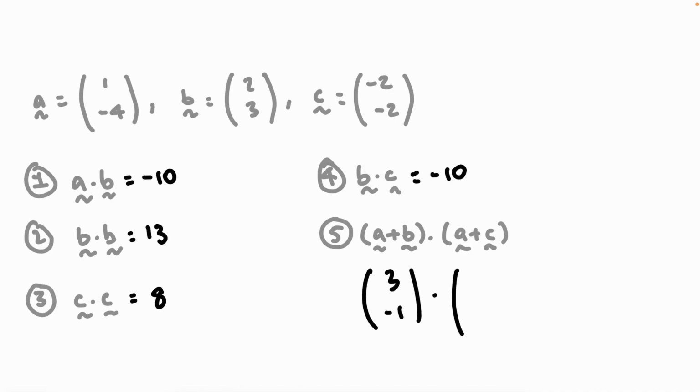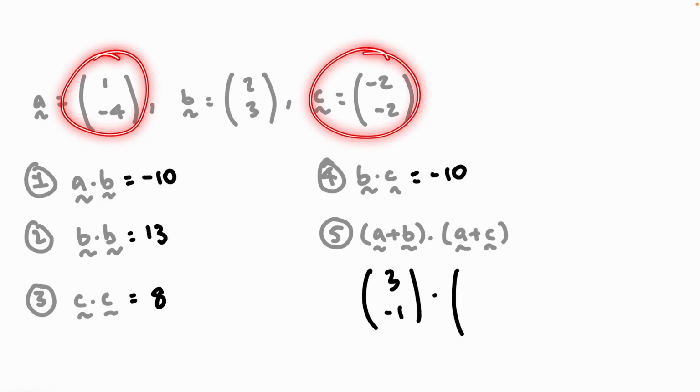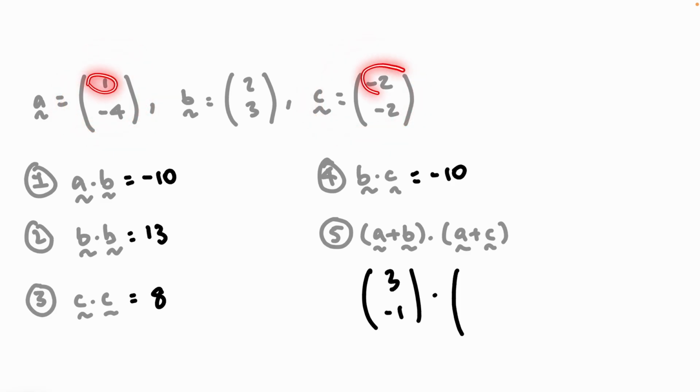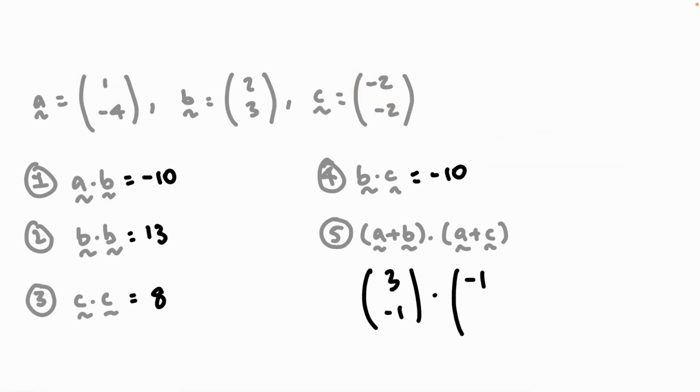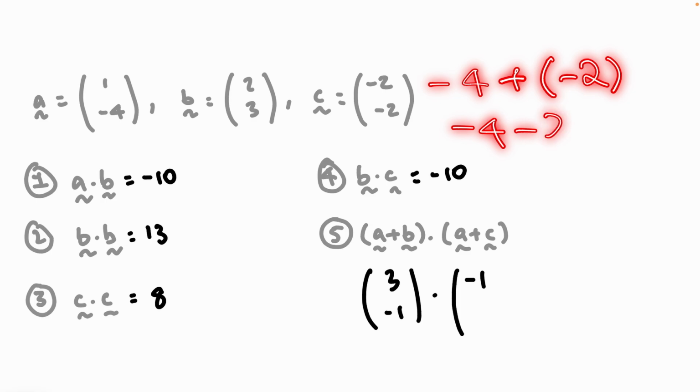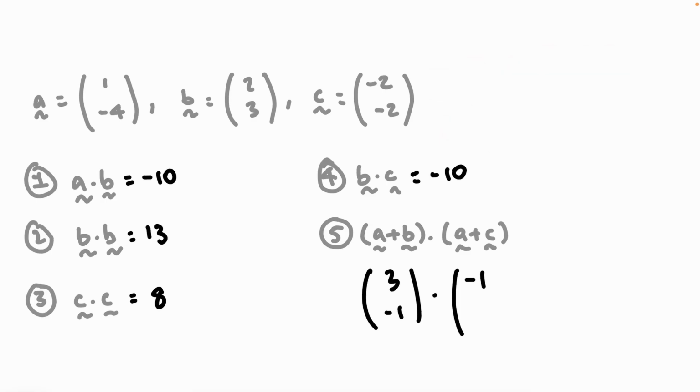That is dot producted with whatever A plus C is. So what's A plus C? Well, 1 plus negative 2, that's just the same as 1 minus 2, which is equal to minus 1. So you put minus 1 here. And then minus 4, and then minus minus 2, so be very careful: minus 4, and then plus minus 2, that's minus 4 minus 2, which is equal to minus 6.